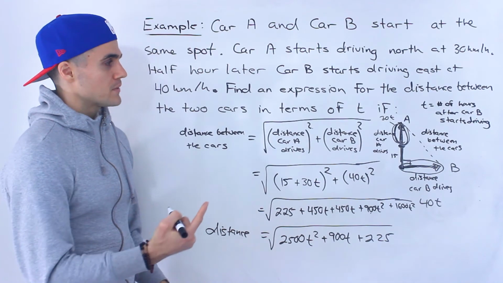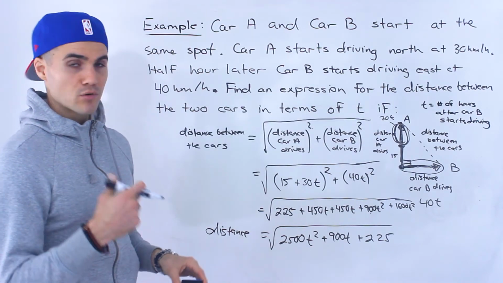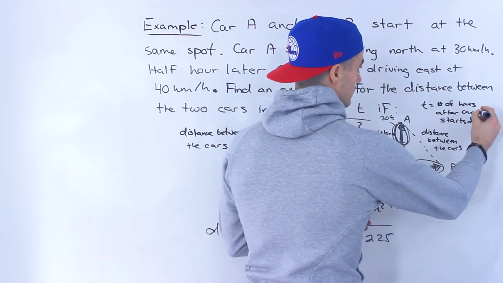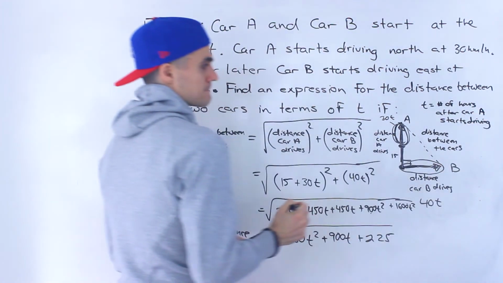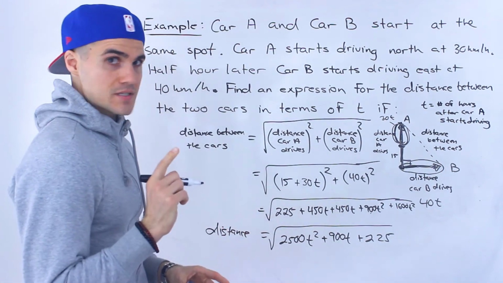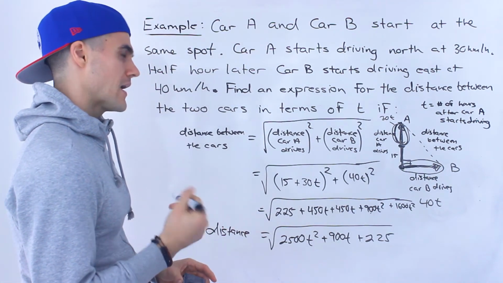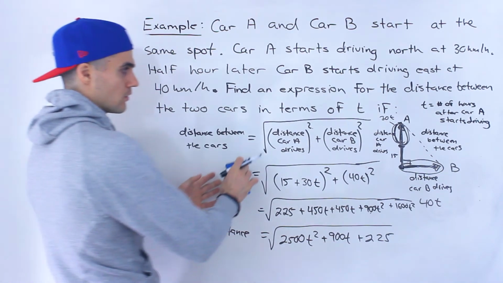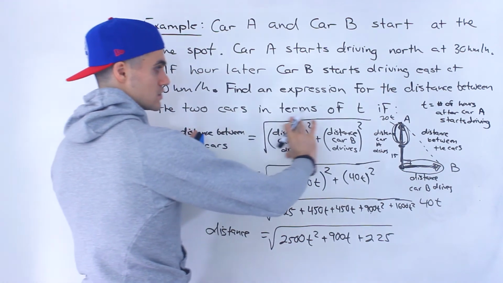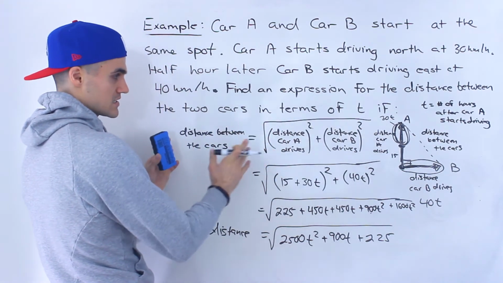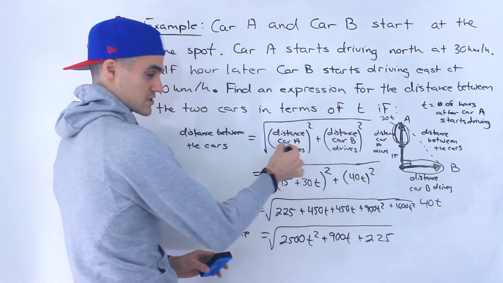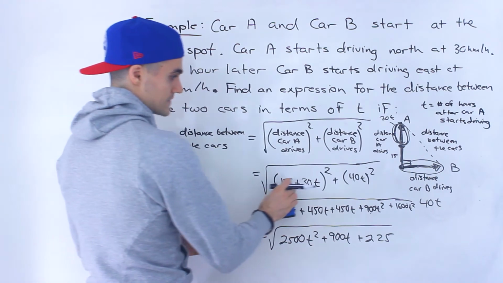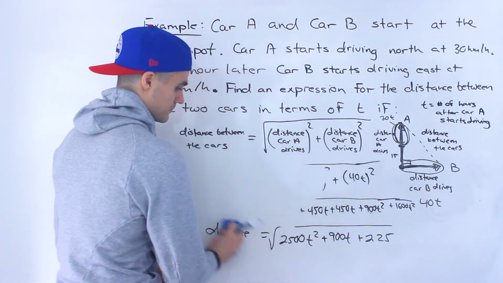Now, what about part B? What if we let T represent the number of hours after car A starts driving? Okay, so this one's going to be, in my opinion, a little bit more complex. First off, this general formula is still going to stay the same. The distance between the cars is going to be the distance car A drives squared plus the distance car B drives squared, all square rooted. It's just this portion here that is going to be different.